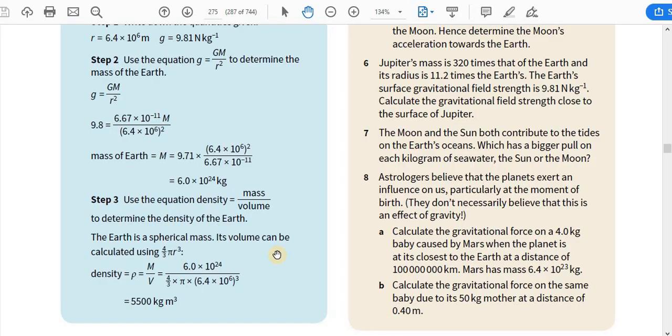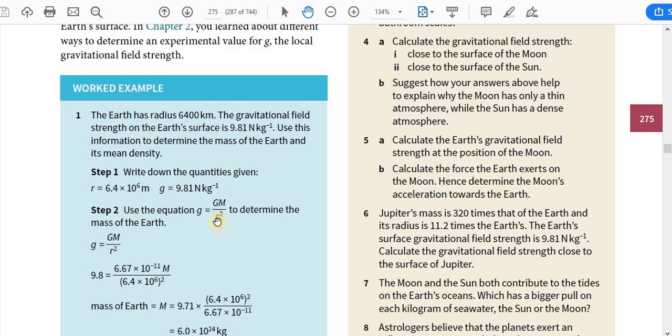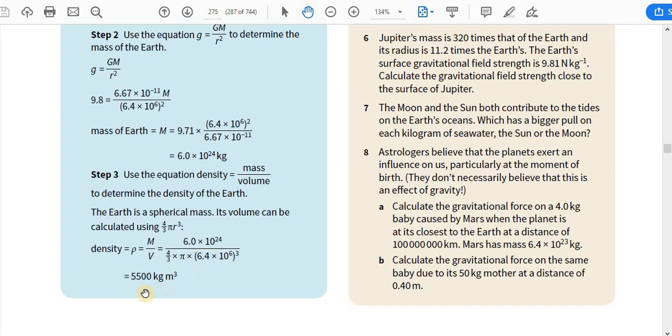Surface area of a sphere is equal to 4 pi r squared. Volume of a sphere is given by this. Density equals mass over volume. Mass we found in the previous part. The volume we can find using the radius of the earth, which is given as 6,400 kilometers. Substitute, and you will get 5,500 kilograms per cubic meter.